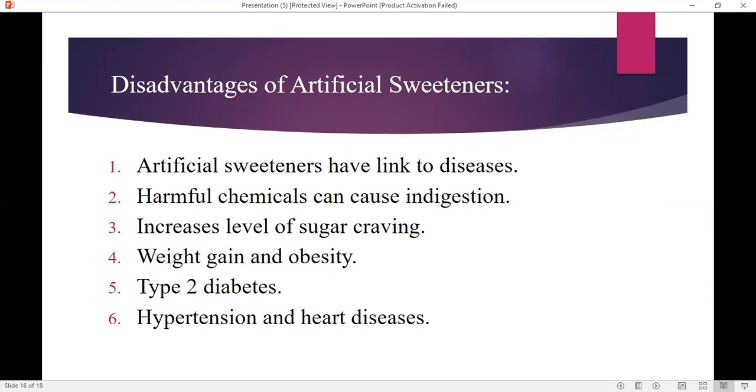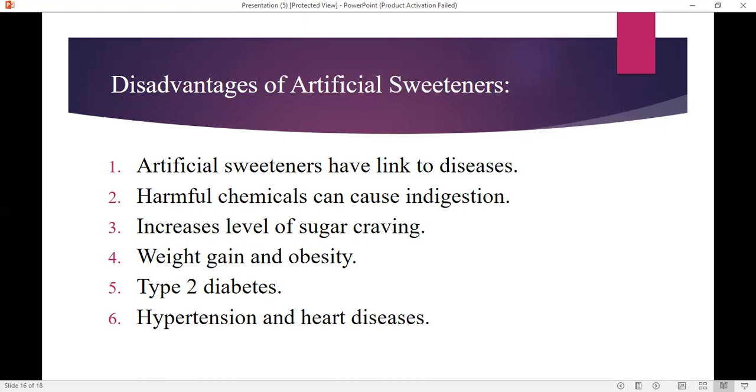Point number 3 is increased level of sugar craving. As we all know, they are really not sugar. This could not satisfy most of your sugar cravings. This may lead to overeating because we keep eating until we get satisfied.